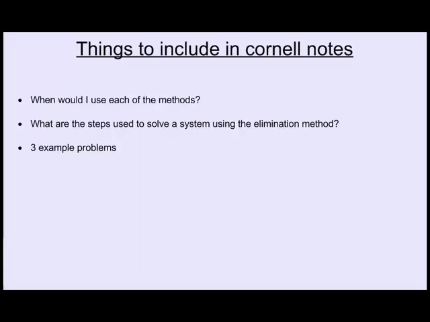Go ahead and set up your Cornell notes. On the left side, there are three titles that you're going to want to have. The three things we're going to be looking at is when would you use each of the three methods. We've now learned about the graphing method, the substitution method, and now the elimination method. So we're going to learn about when you would want to use each of the three.